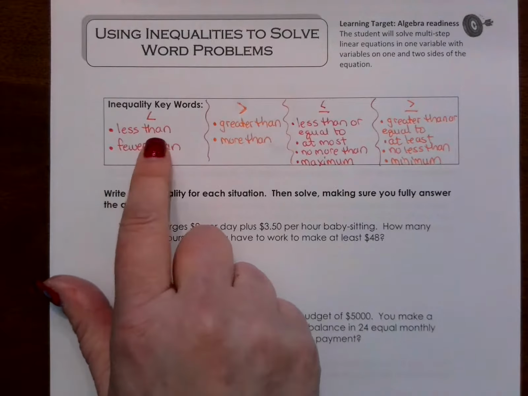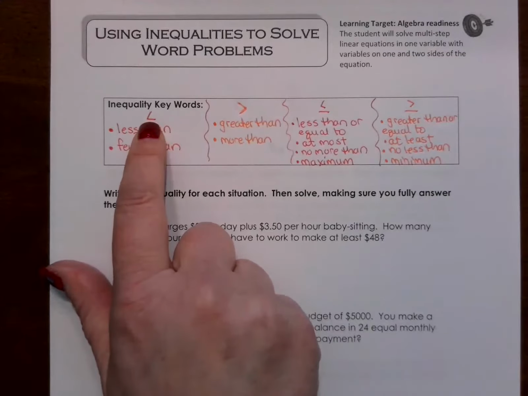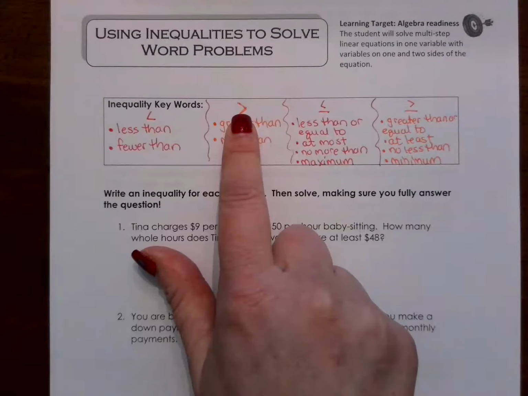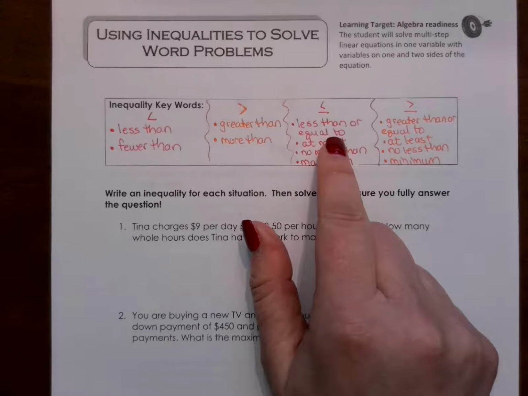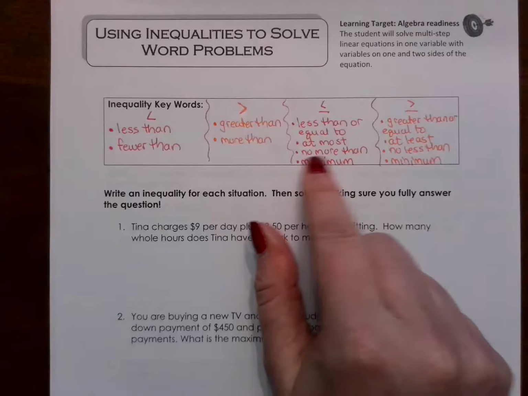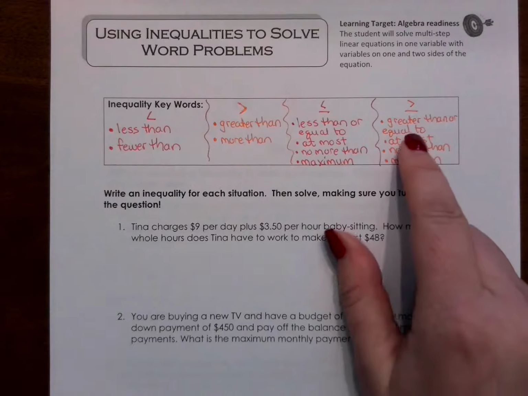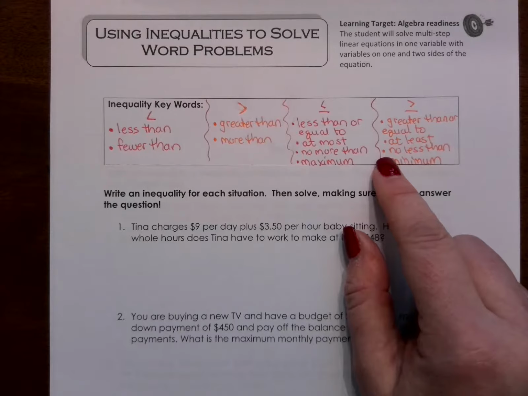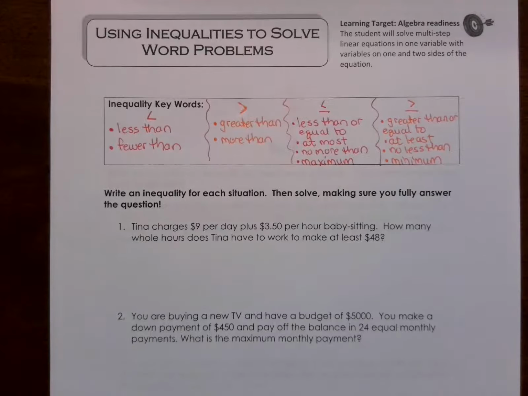If I have the words less than or fewer than, that indicates the less than symbol. Greater than or more than indicate the greater than symbol. There are 4 statements for the next 2. I've got less than or equal to, at most, no more than, or a maximum of. And for greater than or equal to, well, greater than or equal to, at least, or a minimum of.